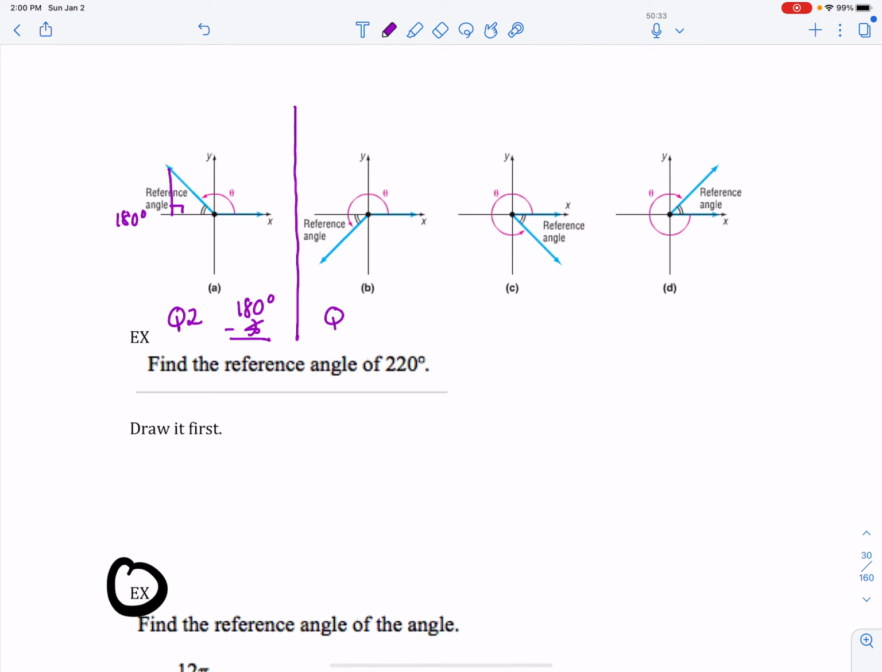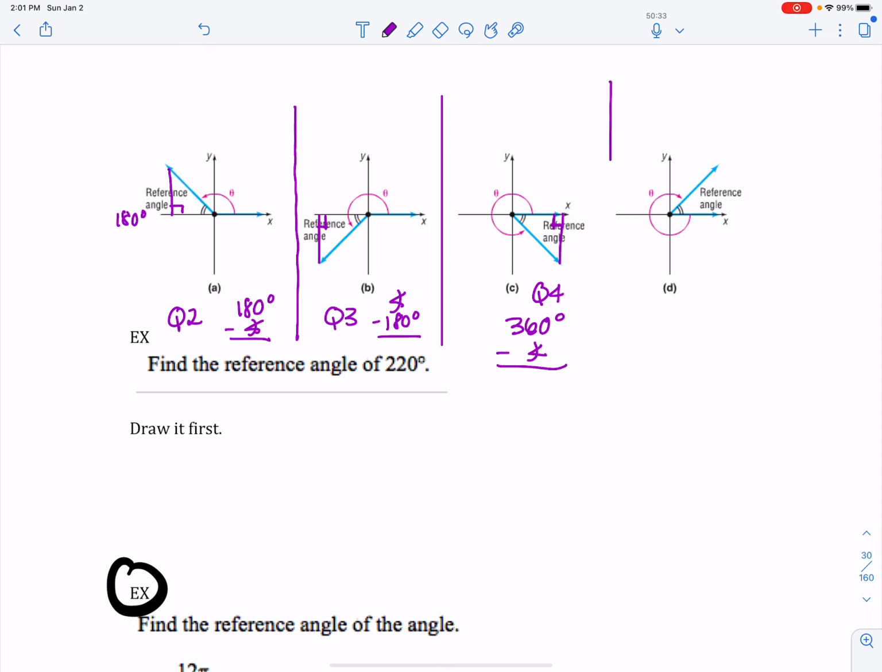So let's check out quadrant 3. So once again, my terminal side is in quadrant 3. I'm going to make a triangle with the x-axis, where the x-axis is the base. So this time around, I'm going to take my angle minus 180 degrees to get my reference angle. Okay, the next example. Now I'm in quad 4. So in quad 4, once again, I can create my triangle with the x-axis as the base. So therefore, to find the reference angle, I have to take 360 degrees minus my angle.